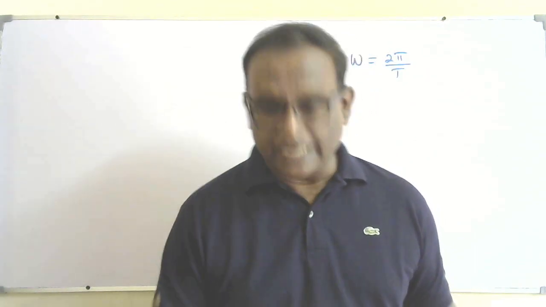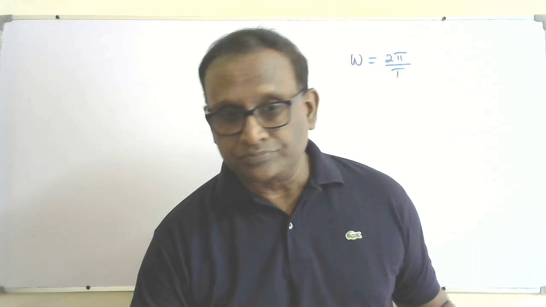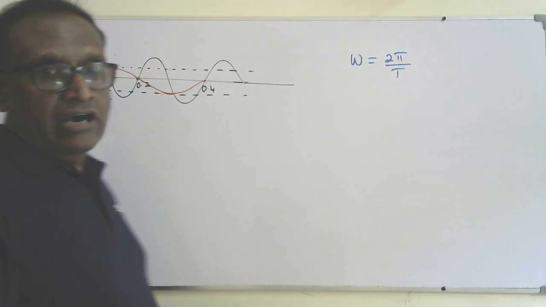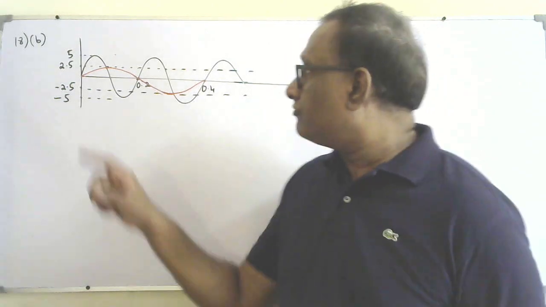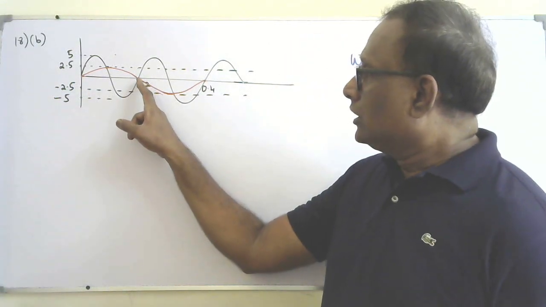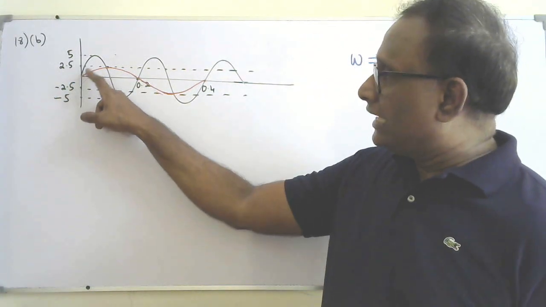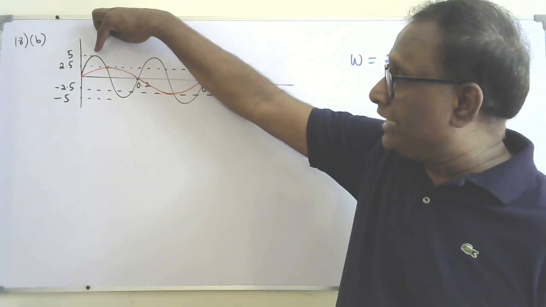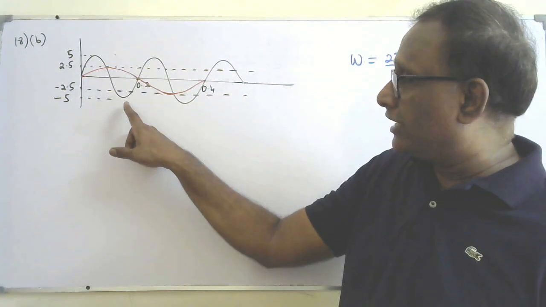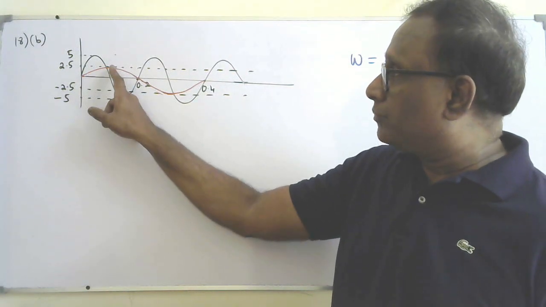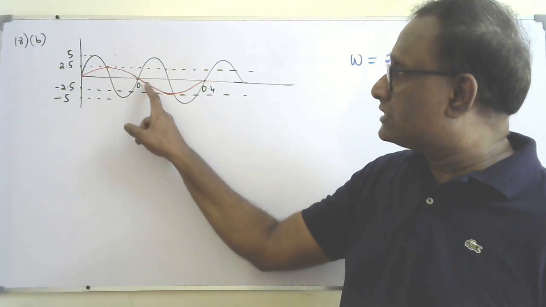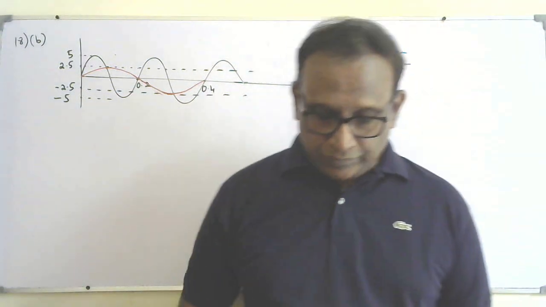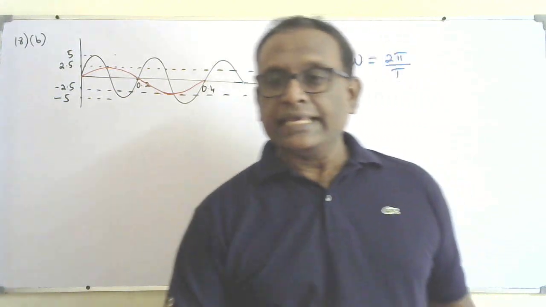I'll write the answers and I'll draw the graph also. So the black color graph shows the given graph with a period of 0.2 seconds. The red color graph, you can see the peak according to the given graph, the peak voltage is 5 volt, minus 5 volt. Here it is 2.5 volt peak voltage. The one full cycle takes 0.4 seconds, that is double the time. So the explanation you can say like this.